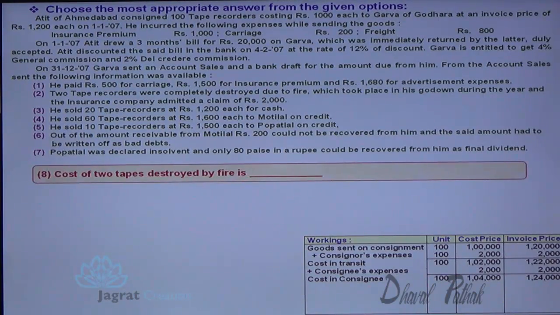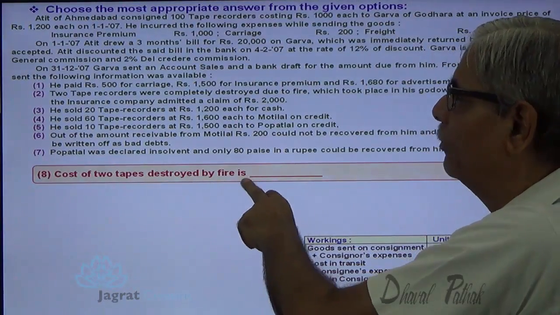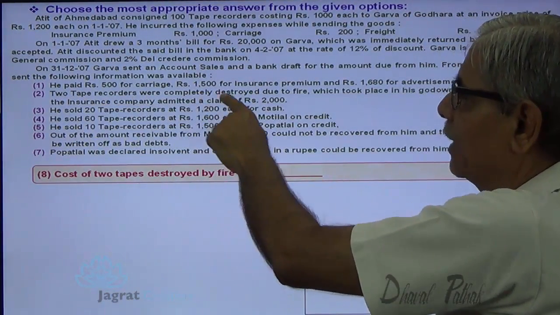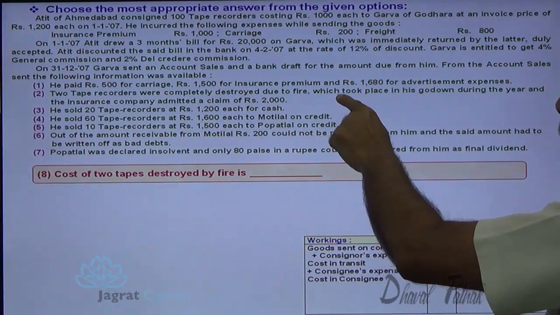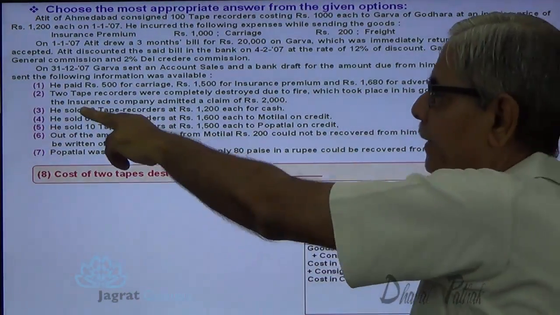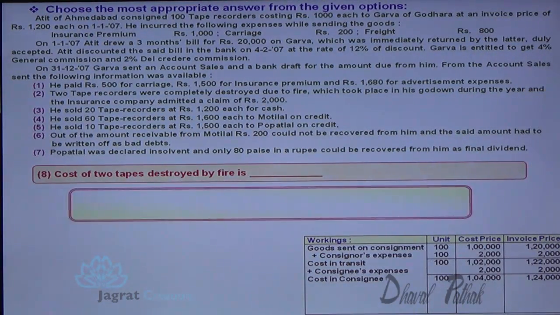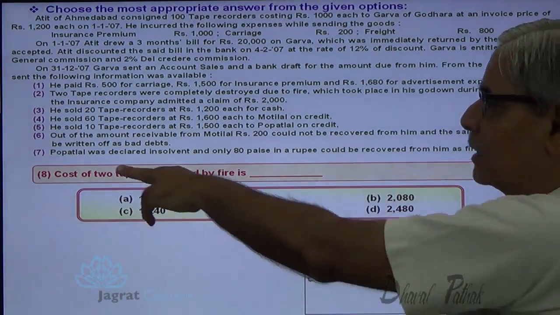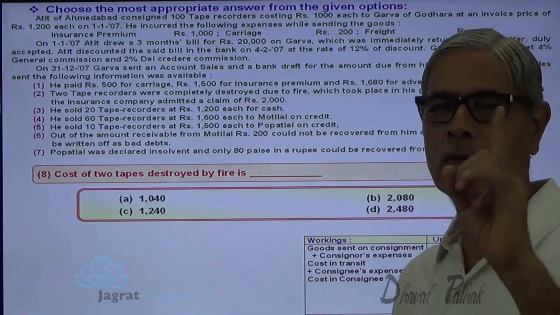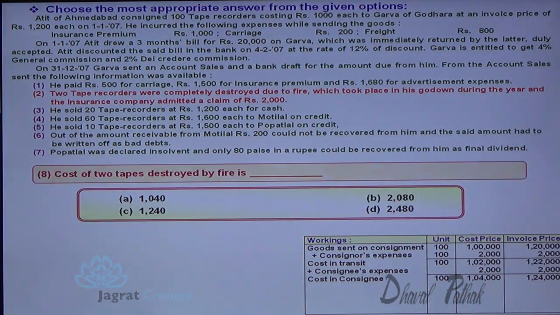Now the next one, cost of 2 tape recorders destroyed by fire. 2 tape recorders were completely destroyed due to fire, which took place in the godown during the year, and the insurance company admitted a claim of 2,000. So this is the relevant information, and these are the options given to you. Now you are asked the cost of 2 tape recorders destroyed. We have already worked out the cost per tape recorder, but the same answer could be arrived at in an alternative manner.